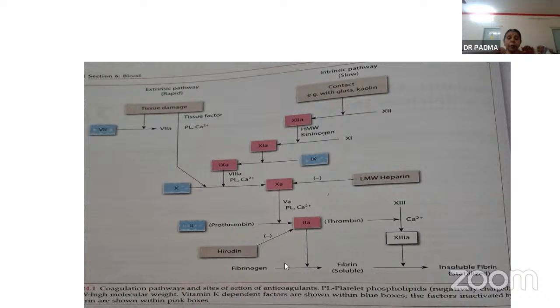Whereas with low molecular weight heparin, it is a little more concise. It blocks only 10A, which when it blocks 10A, further it cannot act. So the bleeding component is reduced compared to heparin.